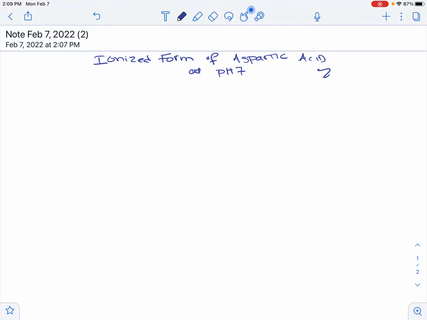I'm going to methodically show you how to determine the protonation state of an amino acid at, in this case, pH 7. So the general formula for an amino acid is that there is a central alpha carbon, which has a hydrogen attached to it, and an amino group, as well as a carboxyl group, and then there is an R group.